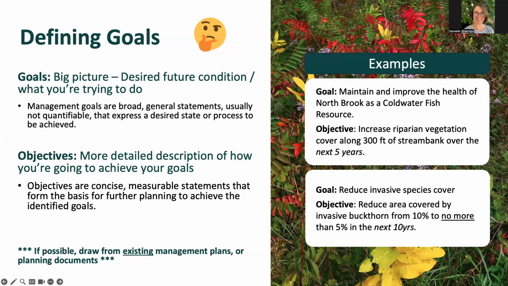On this slide, you can see some examples. For instance, a goal to reduce invasive species cover with a related objective to reduce area covered by invasive buckthorn from 10% to no more than 5% is shown on the bottom with a time frame of 10 years. In this example, you can see how the goals are the big picture vision, while the objectives provide more clarity and details on how to achieve, and again, are also time bound.